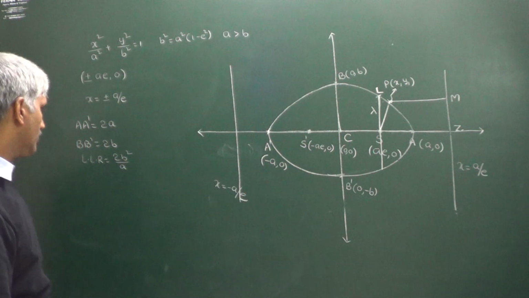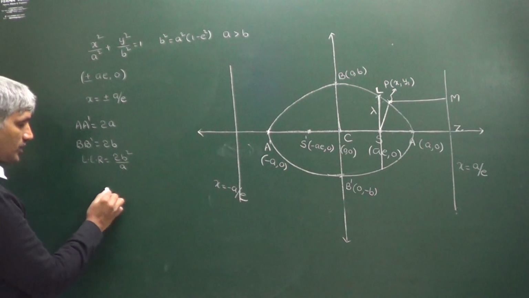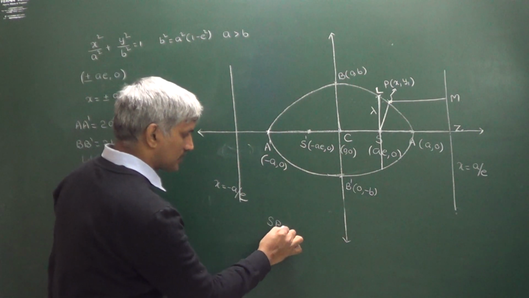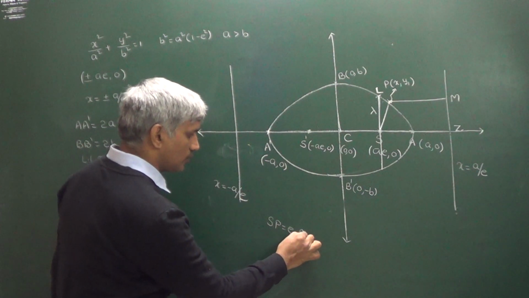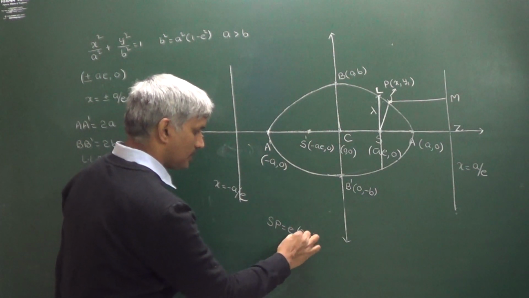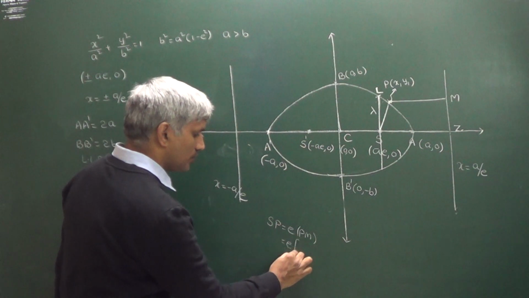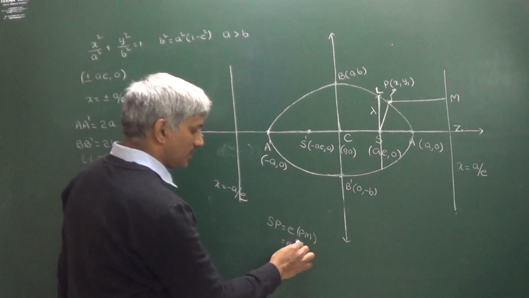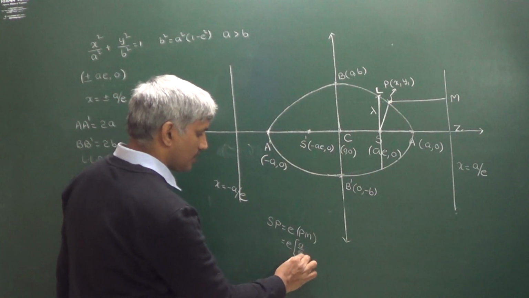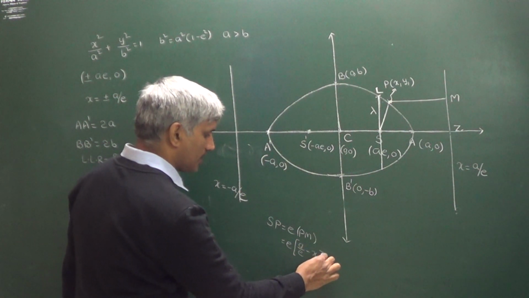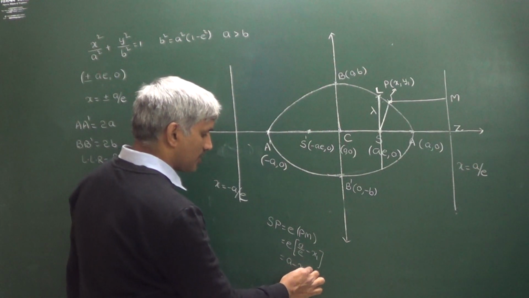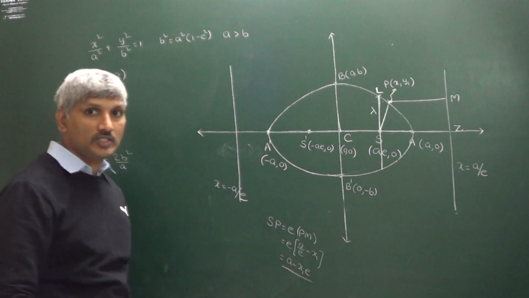Now just another important point I am going to discuss here. You know SP = e times PM. Earlier also we discussed what PM is. PM is nothing but a/e - x1. So after simplification we get SP = a - e x1.